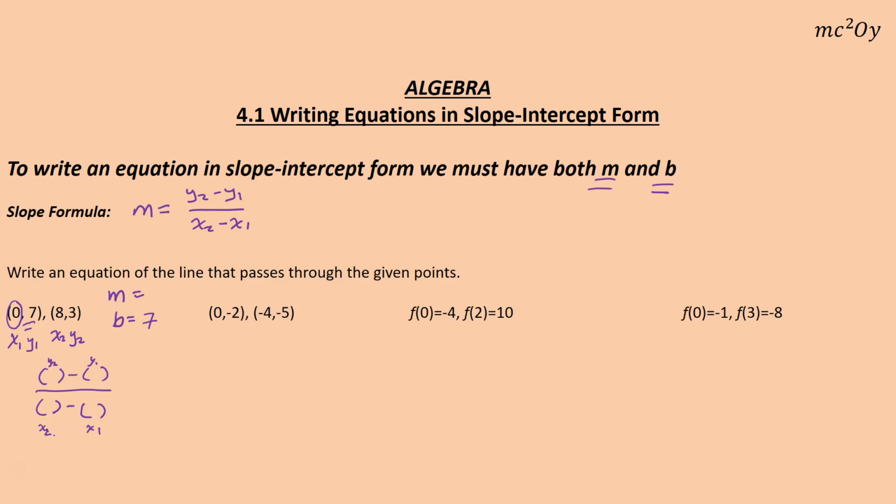Okay, so I'm going to substitute those values in. So that's 3 and 7 and 8 and 0. And notice I use parentheses. That way, if for some reason one of those is negative, like in the next problem, it doesn't hurt us there. So 3 minus 7 is negative 4, and 8 minus 0 is 8, so my slope is negative 1/2. So in this one, I have a slope of negative 1/2, which means I can write my equation now because I know m and b. So in the form y equals mx plus b, then m is negative 1/2, and b is 7.